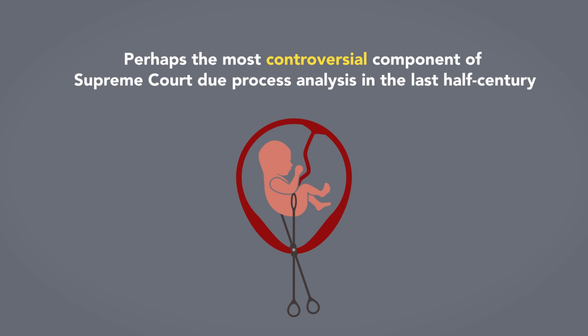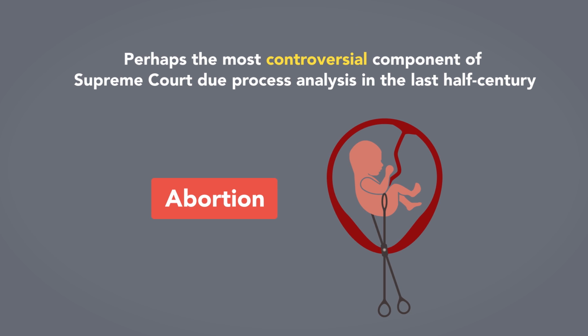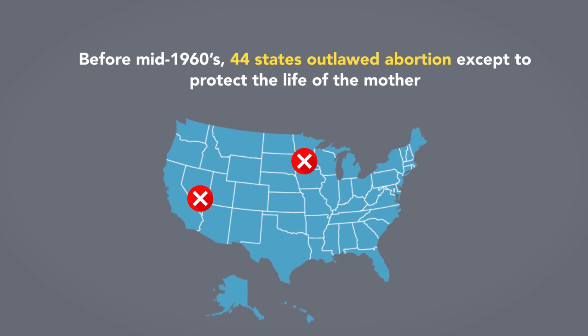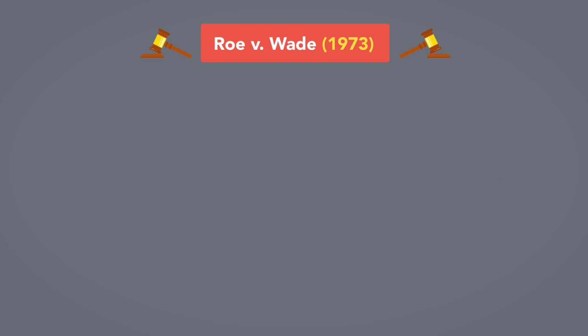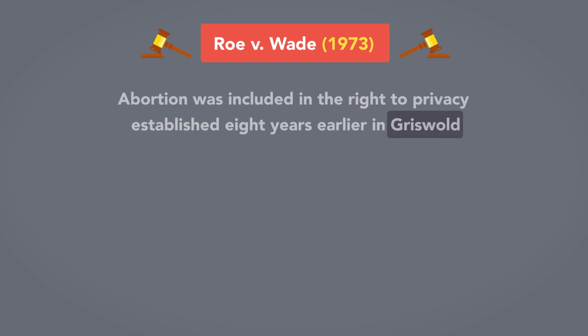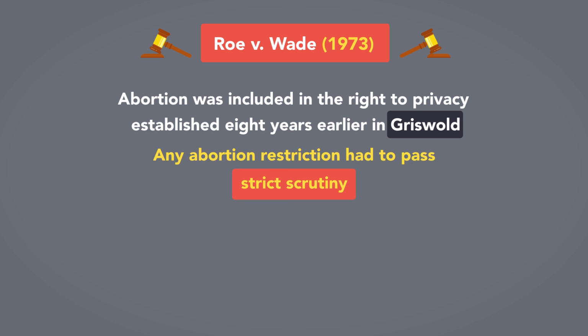Perhaps the most controversial component of Supreme Court due process analysis in the last half-century surrounds the issue of abortion. Until the mid-1960s, 44 states outlawed abortion, except to protect the life or health of the mother. As late as 1973, the vast majority of states continued to prohibit most abortions. Roe v. Wade, of course, changed that. Roe held that abortion was included in the right to privacy, established 8 years earlier in Griswold. Thus, the court held that any abortion restriction had to pass strict scrutiny.